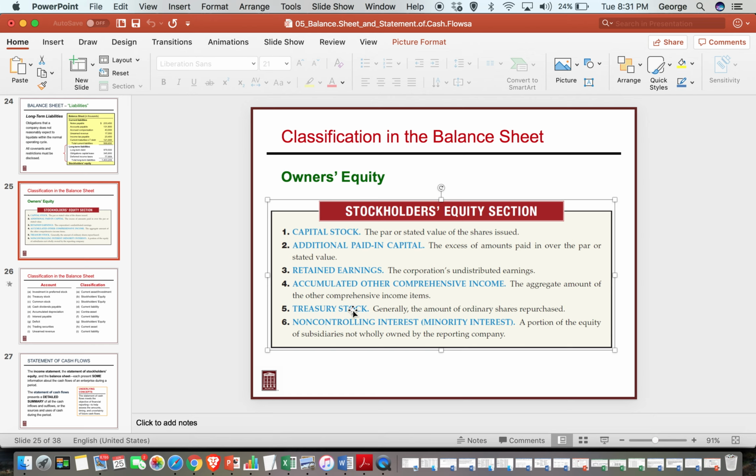Treasury stock, by the way, just as a trivia question, and a good multiple choice question on the next test, would be the only stockholders' equity account shown here that would have a debit balance. Dividends also have a debit balance.